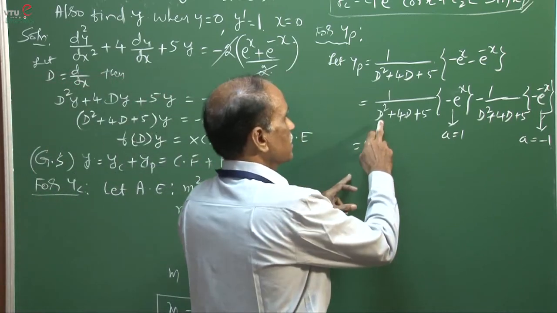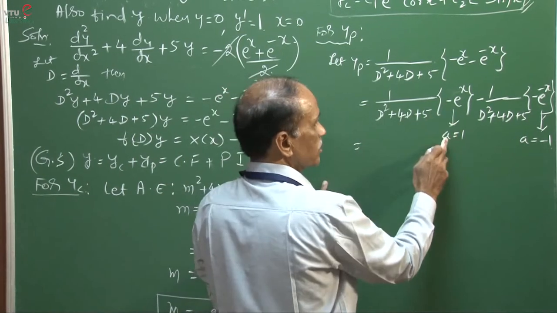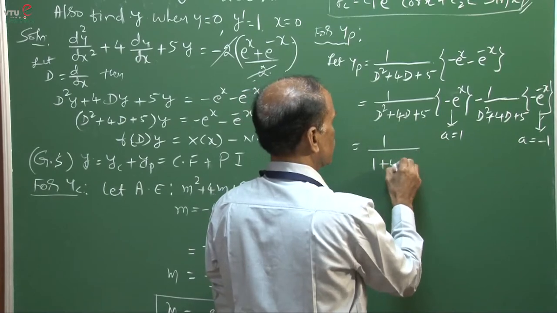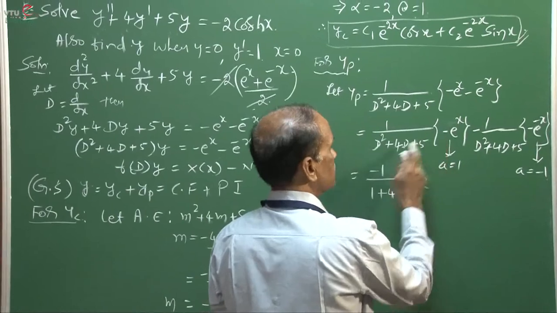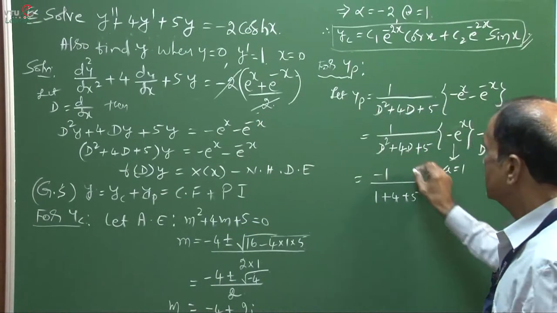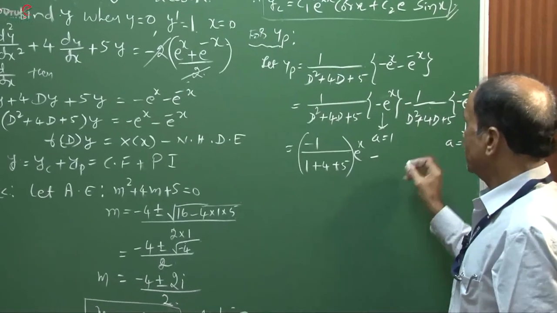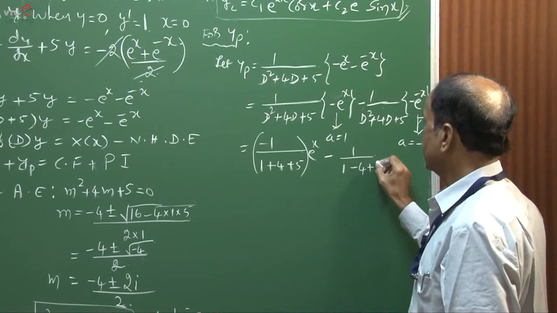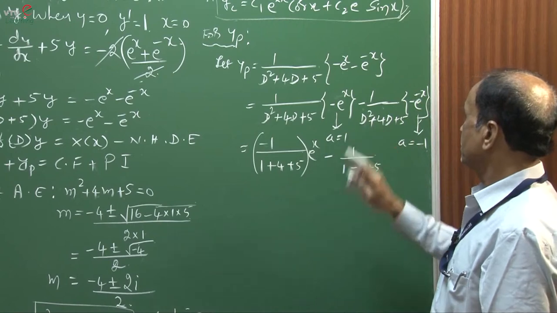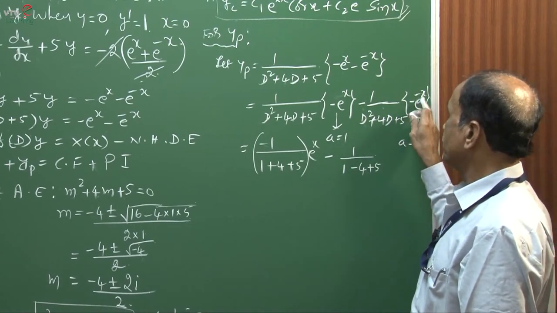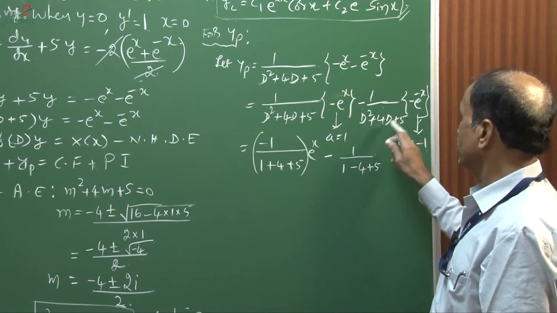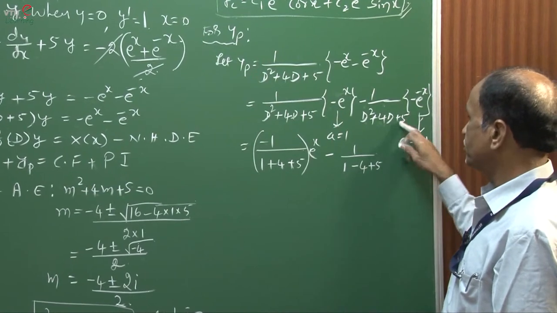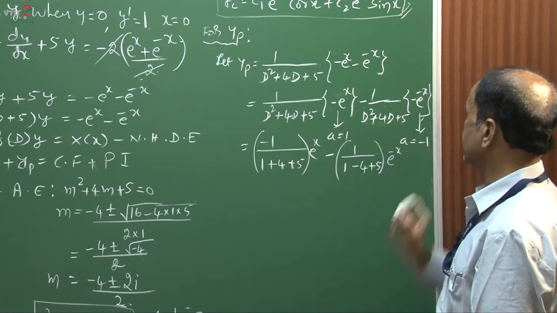Then what is this actually? That is d square plus 4d plus 5. You have to replace d with a equal to 1. Therefore, 1 divided by 1 plus 4 plus 5 and e to the power x. This is the first coefficient. And the second one is minus 1 divided by 1 minus 4 plus 5. Substituting minus 1, minus 1 whole square becomes plus 1, minus 1 into 4 becomes minus 4, and this remains plus 5. This is the second coefficient with e to the power minus x. This is the second term.